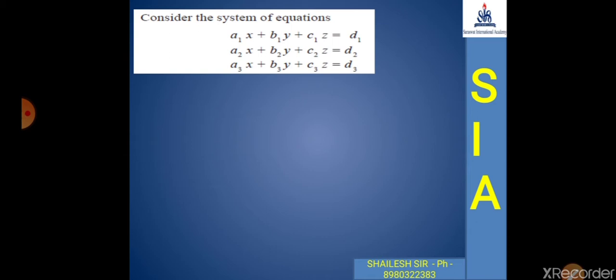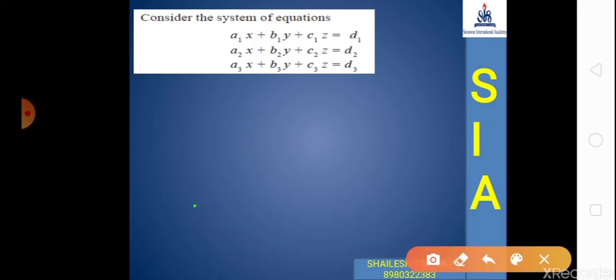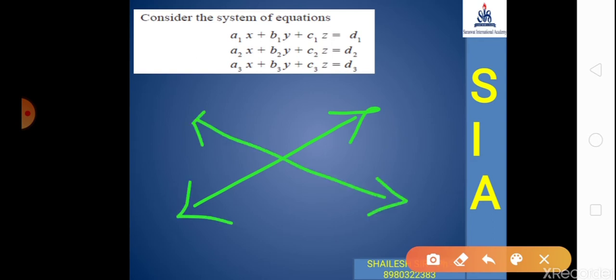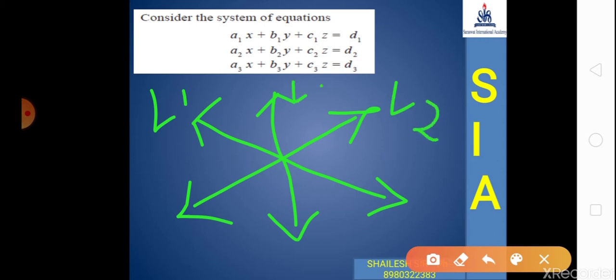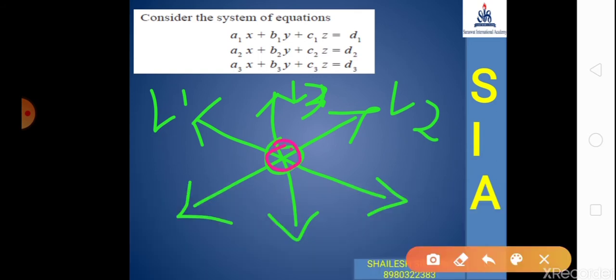Students, here the solution of linear equations in the variables means the three different lines all intersect at one common point, and that common point is indicated here. The three lines L1, L2 and L3 intersect at the common point, and that common point is the solution of the system.